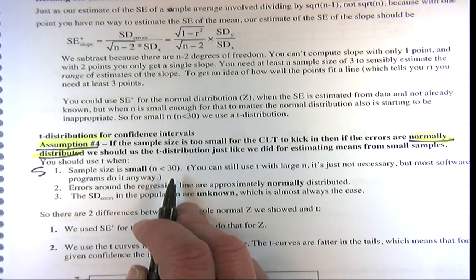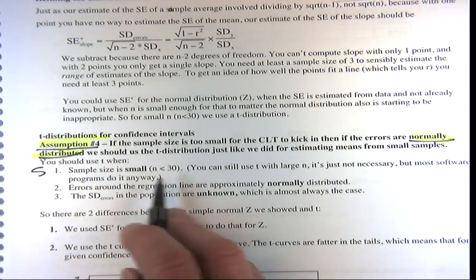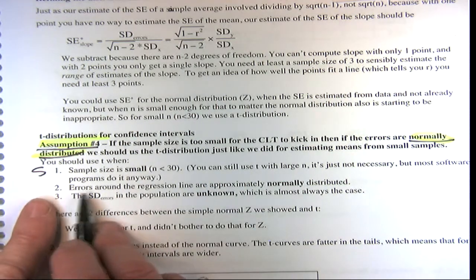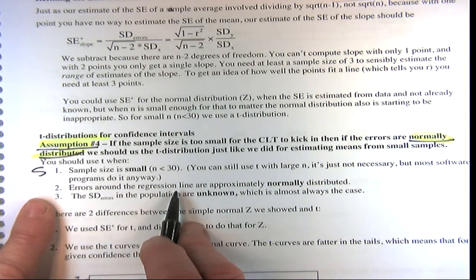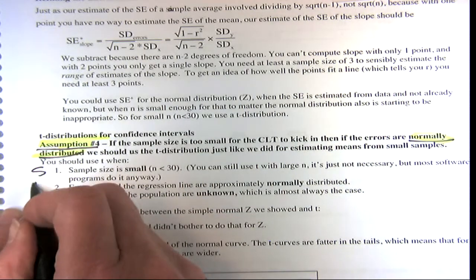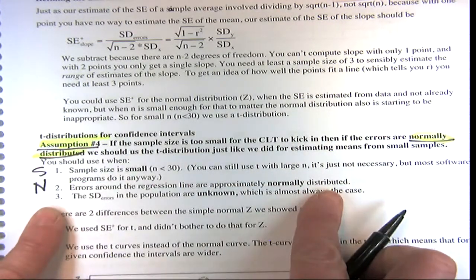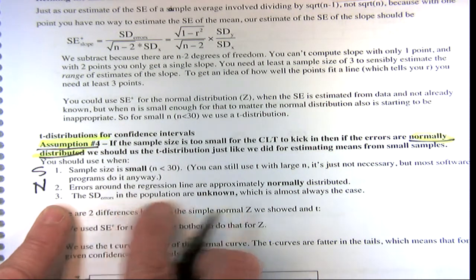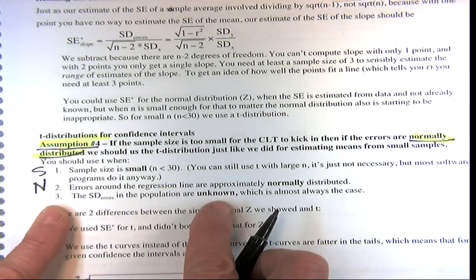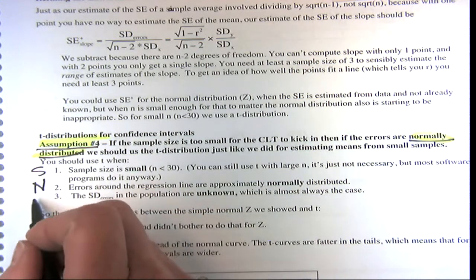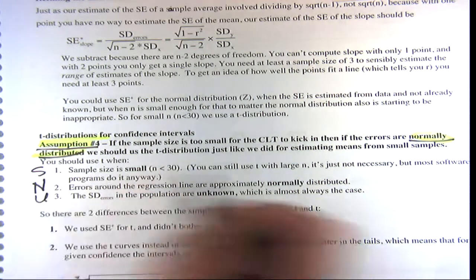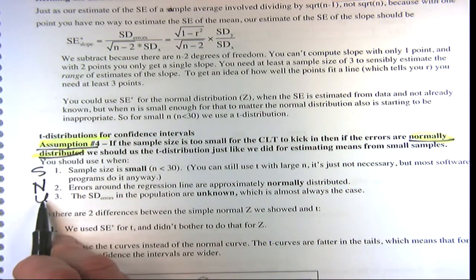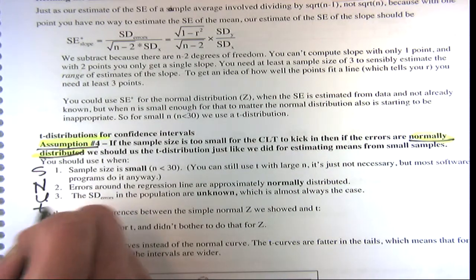There's going to be a different curve for every sample size. Now, the errors around the regression line are approximately normally distributed. I'll put an N there. And finally, the standard deviations of the errors in the population are unknown, which is almost always the case. So this is almost always the case. And then, if all these conditions hold, you use the t.